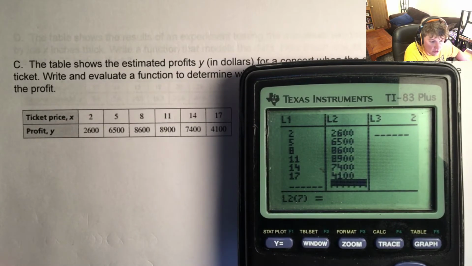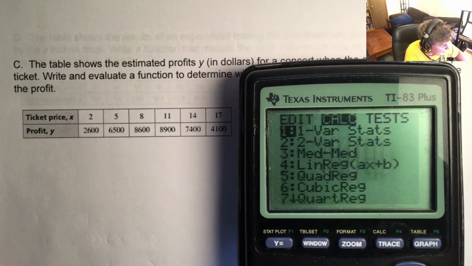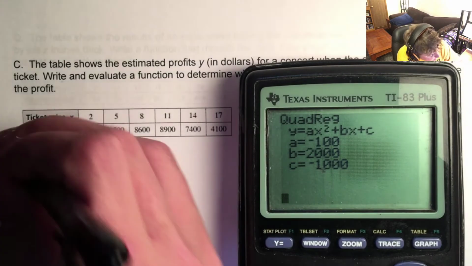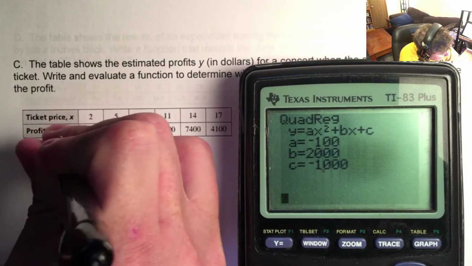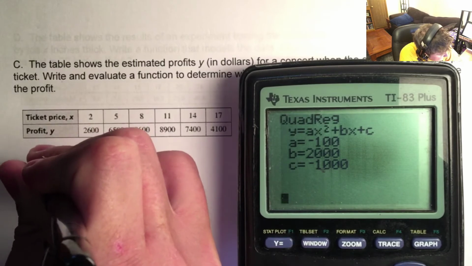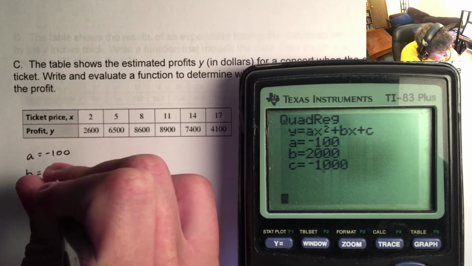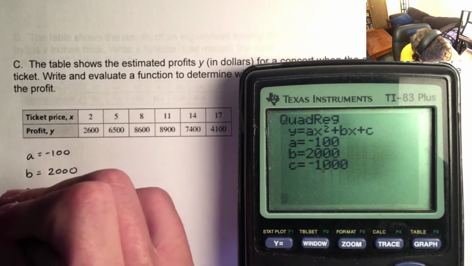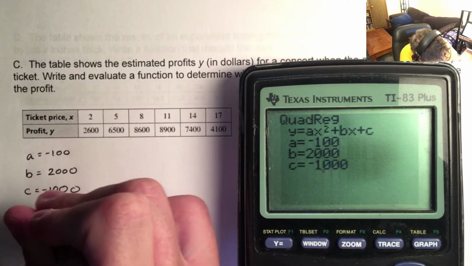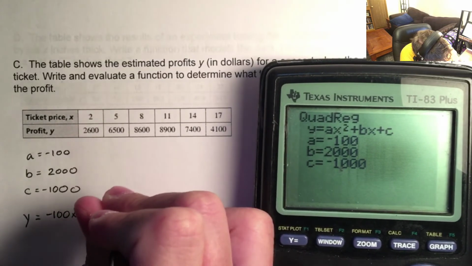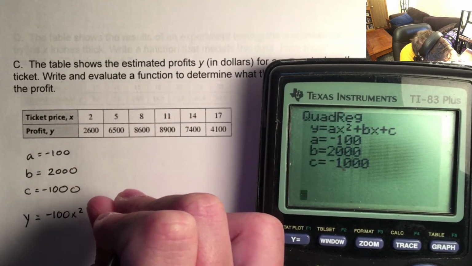We'll talk a little bit more about this. Let's just get the math part done, and then we'll discuss more. So stat, calc, quadratic regression. A is negative 100, B is 2,000, C is negative 1,000. So my function is y equals negative 100 x squared plus 2,000 x minus 1,000.